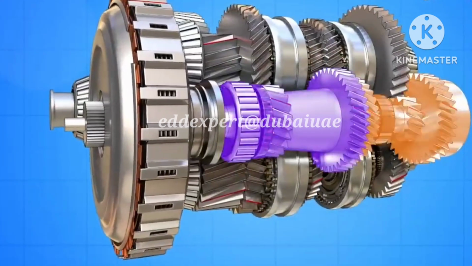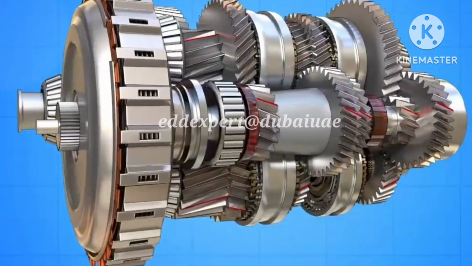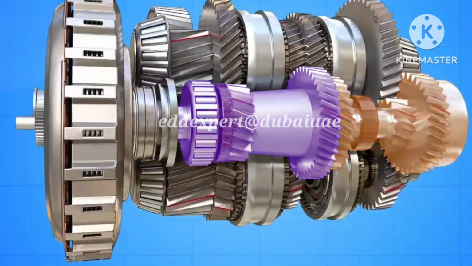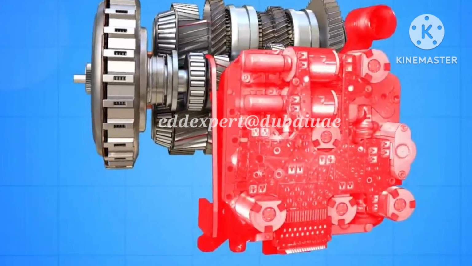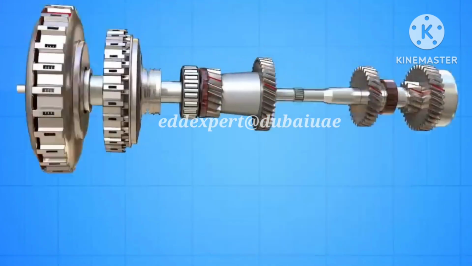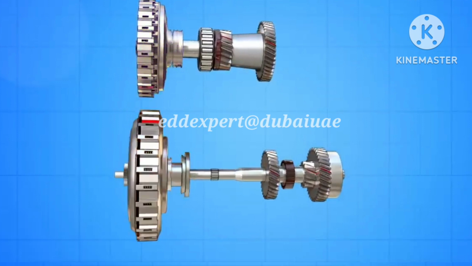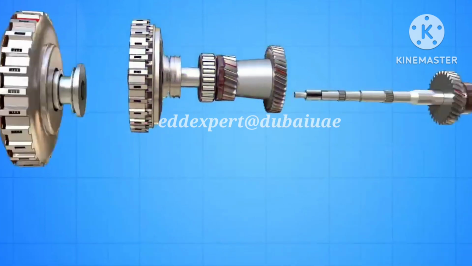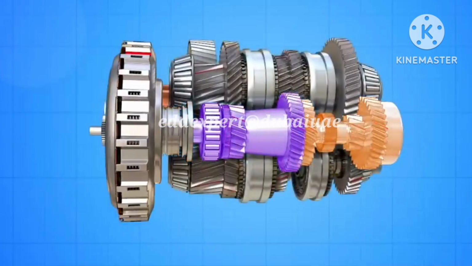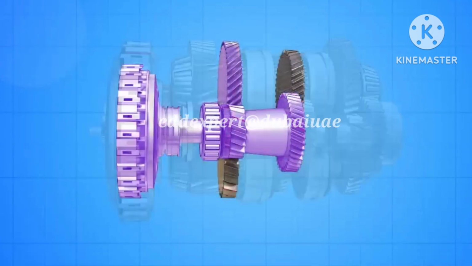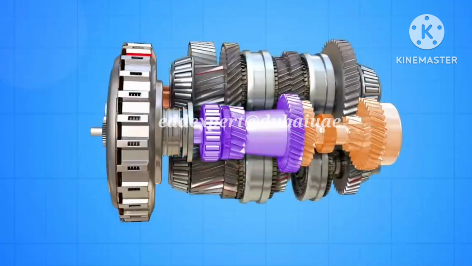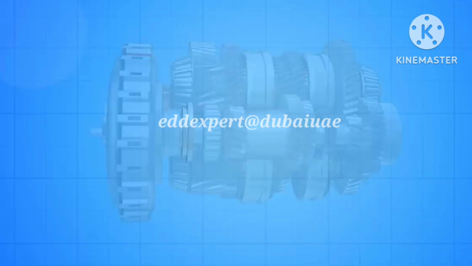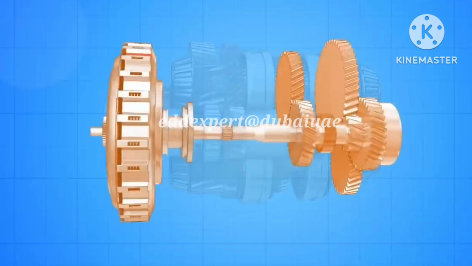A DSG, or direct shift gearbox, combines an automatic and a manual transmission into one unit, with a computer controlling everything that is going on. Very simply, it has two different clutches, two different input shafts, and two stacks of gears. One set of clutches is connected to the even gears, so it's 2, 4, 6, and the other clutch is connected to the other gears, 1, 3, and 5.